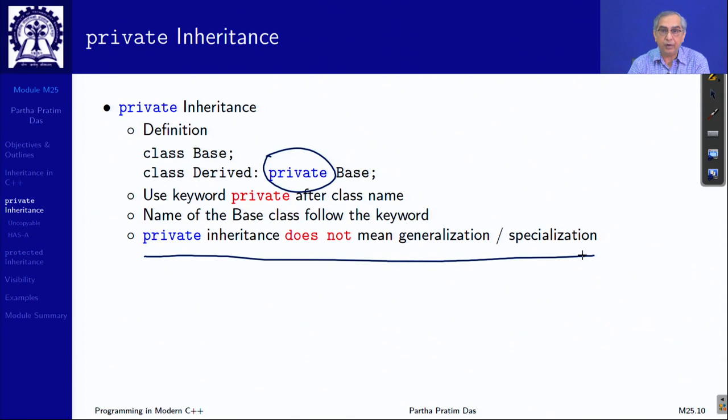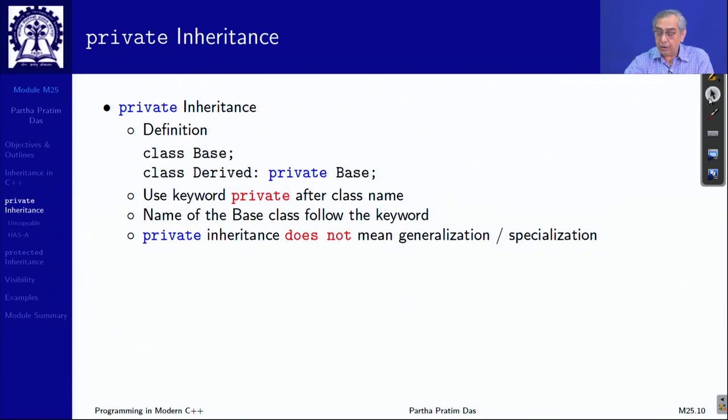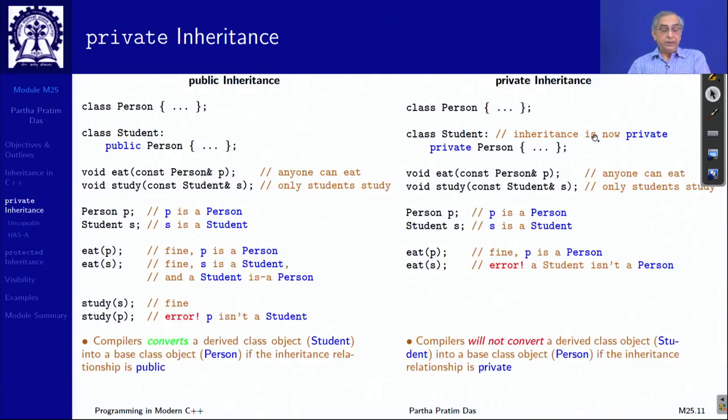I do not know how strongly I would like to tell you this, that private inheritance does not mean generalization, specialization. It is just a language feature. It is just a language feature, right. Keep this in mind. So, what is it that you get through this?